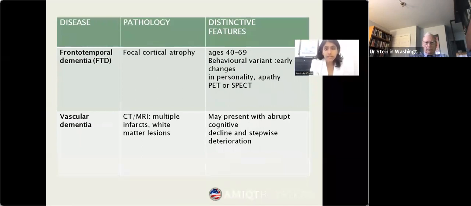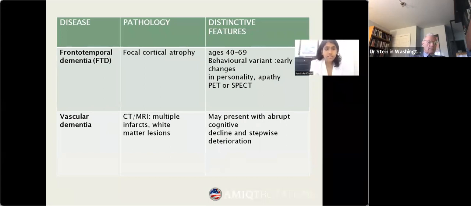Next is frontotemporal dementia. Here it usually manifests between the age of 40 to 69. The behavioral variant of FTD, which is the most common variant, results in early change in personality along with cognitive decline and also apathy and other features. The PET or the SPECT will reveal a metabolic disorder in both the frontal and temporal parts of the brain, and the MRI reveals atrophy in the same areas.